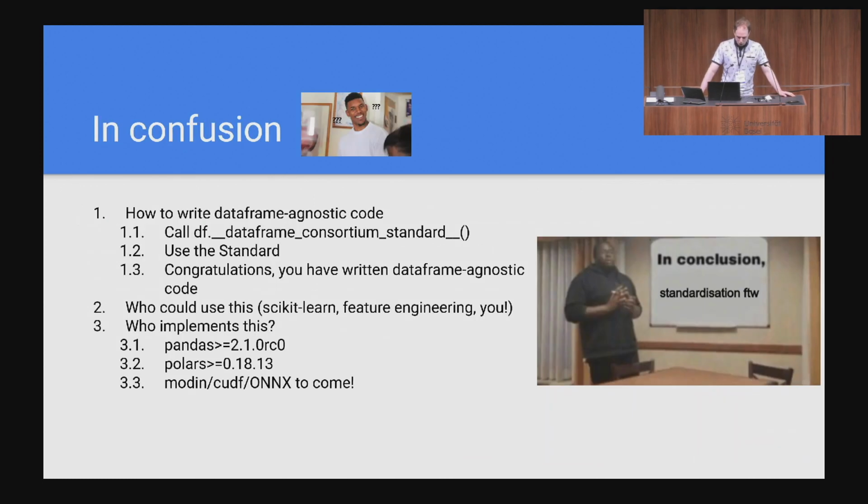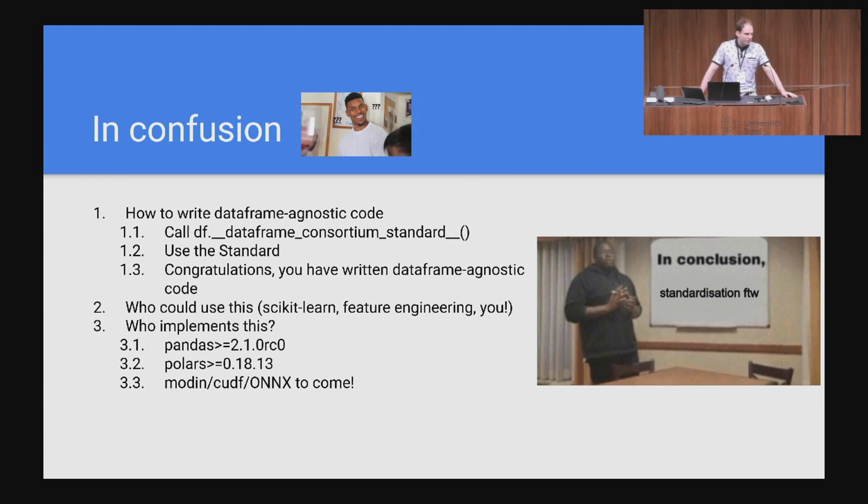So in conclusion, what did we talk about today? So first of all, how to write DataFrame-agnostic code. Step one, you call this super secret, life-changing pro-magic method, df.__dataframe_consortium_standard__. This transports you into a parallel universe where you've got the DataFrame API methods available to you, and as long as you stick to them, then step three, congratulations, you have written DataFrame-agnostic code.